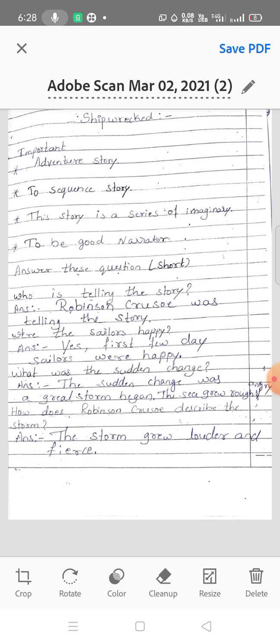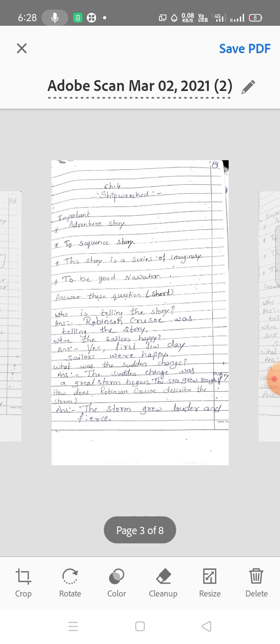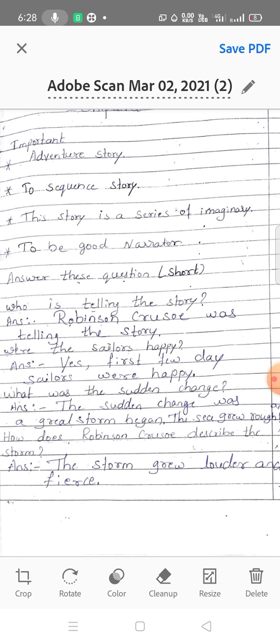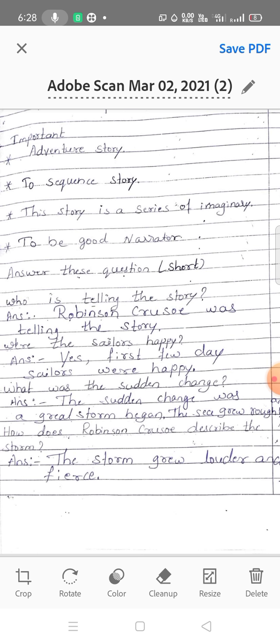For this chapter I have some short questions for you. You have to answer for this. Who is telling the story? Answer: Robinson Crusoe was telling the story. Were the sailors happy? Yes, for the first few days the sailors were happy. What was the sudden change? The sudden change was a great storm began.